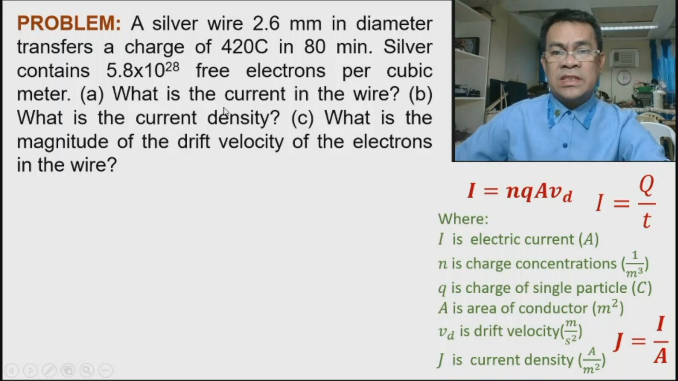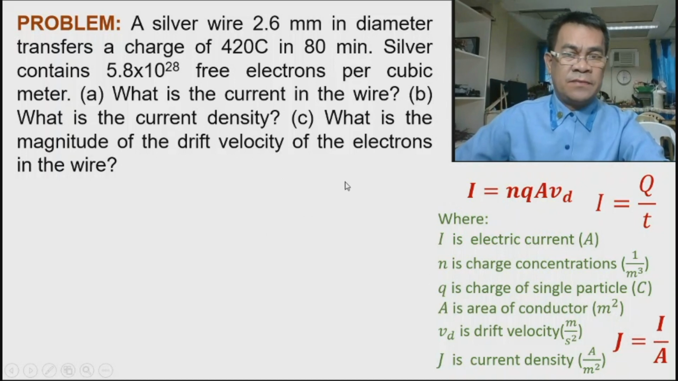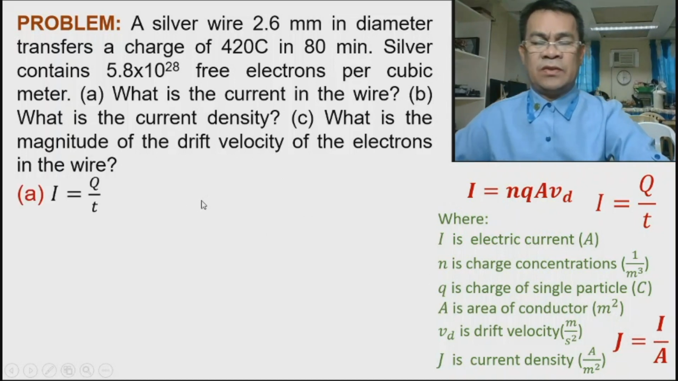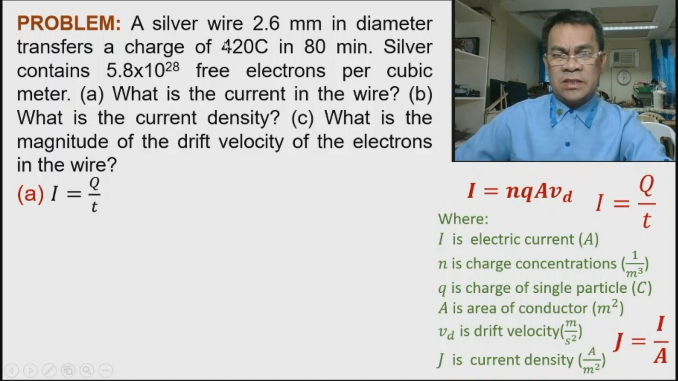Letter A: What is the current in the wire? The wire is 2.6 mm in diameter and it is silver; it can be copper, but this time it is silver. So the charge concentration is 5.8 times 10 to the 28. How much is the current? Take note that this charge does not change with time. It is 420 in 80 minutes, so to answer this question, use the steady state formula.